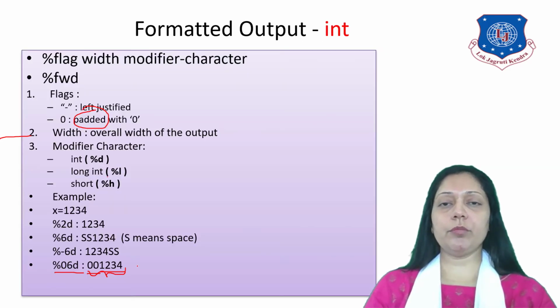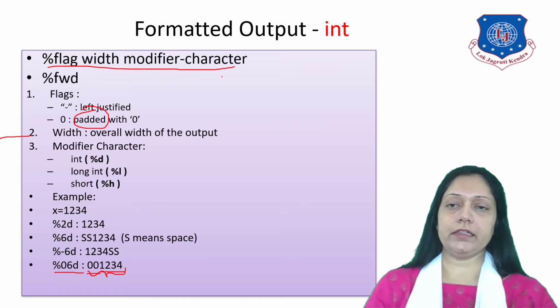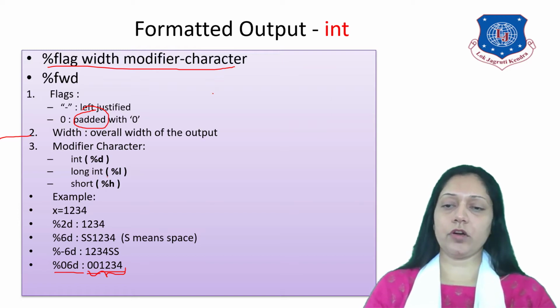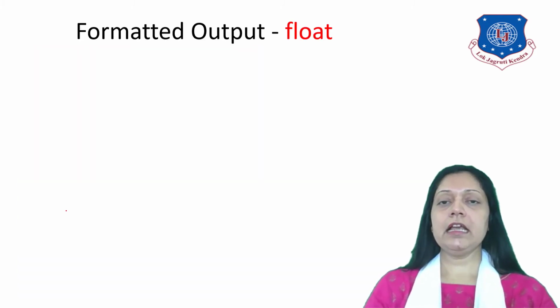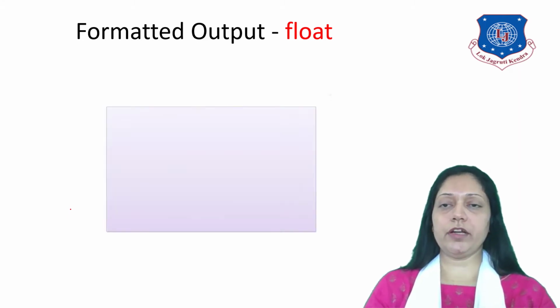Okay, so this was all about formatted output, how to display an integer value using this particular format, that is flag, width and modifier character. We have seen a number of different examples to understand the use of different formatting options. Now we'll see how to display a floating point value, that is a decimal point value.